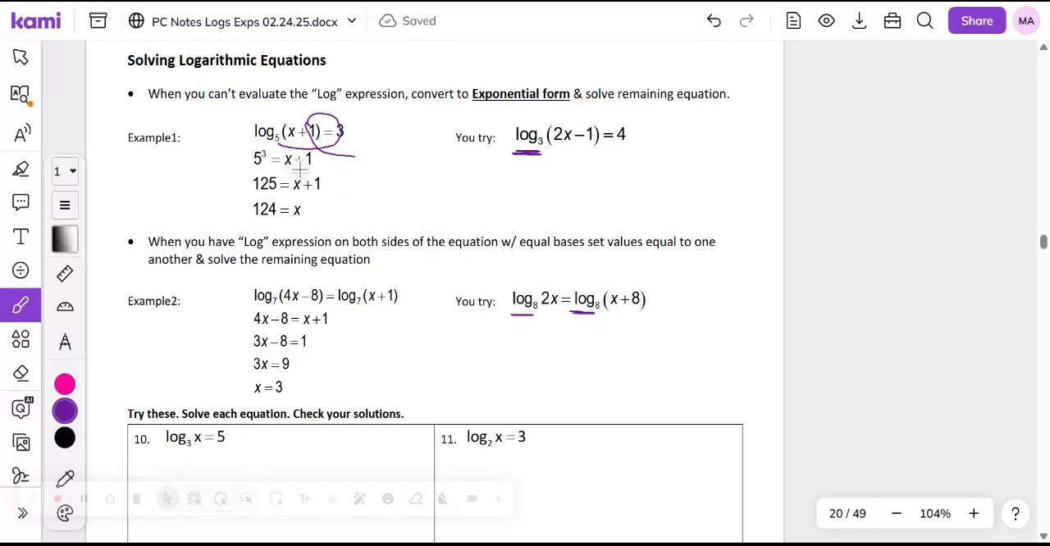So 5 to the third equals x plus 1, and now we're just going to solve that. So 5 to the third is 125. Subtract your 1 from each side, we find that x is 124.